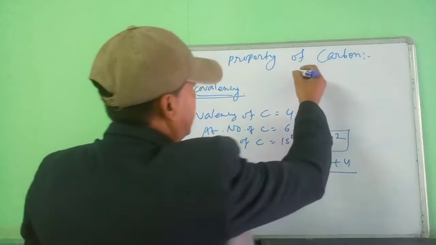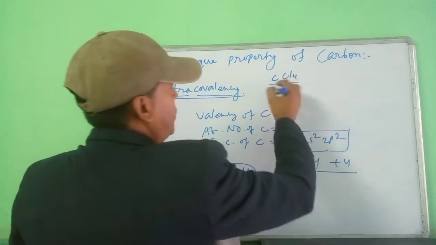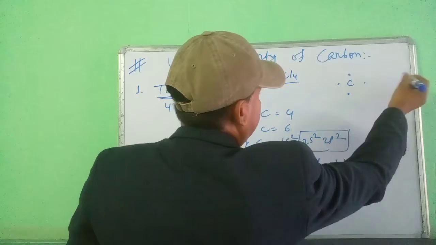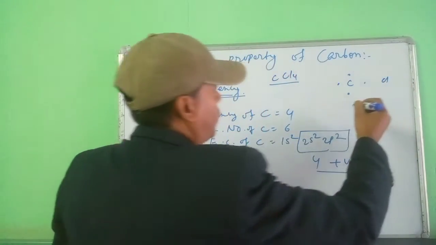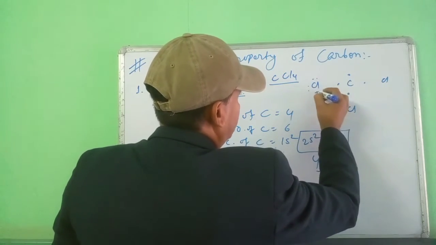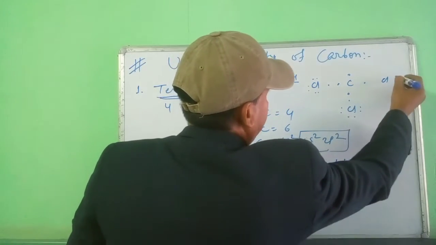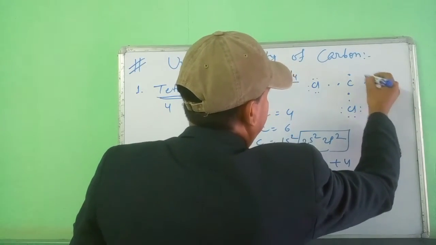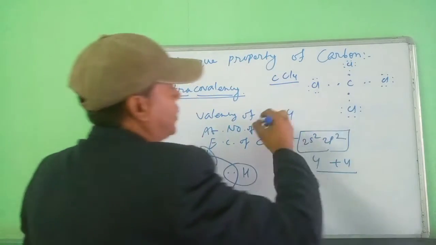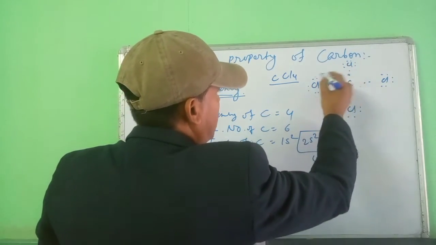Now another example, CCl4, carbon tetrachloride, tetrachloromethane. Again carbon has 4 valence electrons, and chlorine, how many electrons does it have? Halogens have 7 electrons in the valence shell. So 1 electron is needed. Chlorine needs 1 electron to complete the octet.